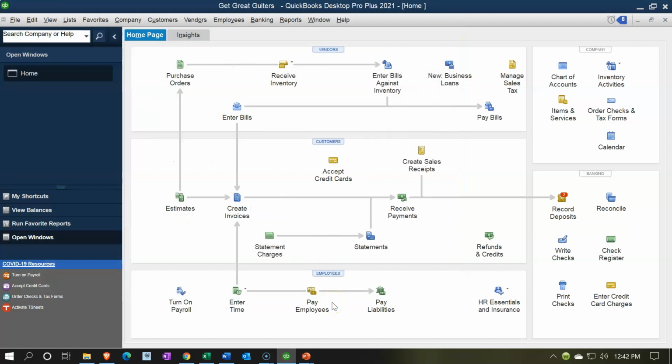If you have something other than QuickBooks 2021, you might be able to turn on the manual payroll using the Help menu and then typing in manual payroll. Sometimes that will help you to set it up in prior versions of the software.